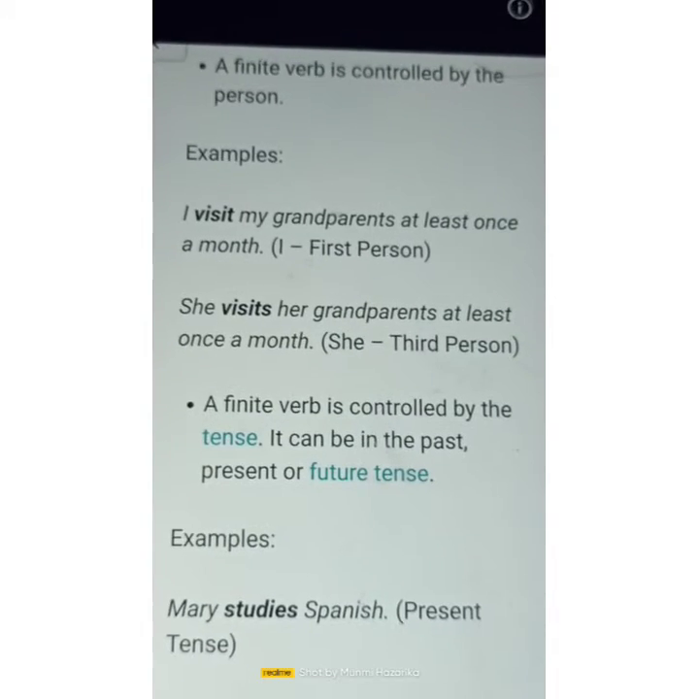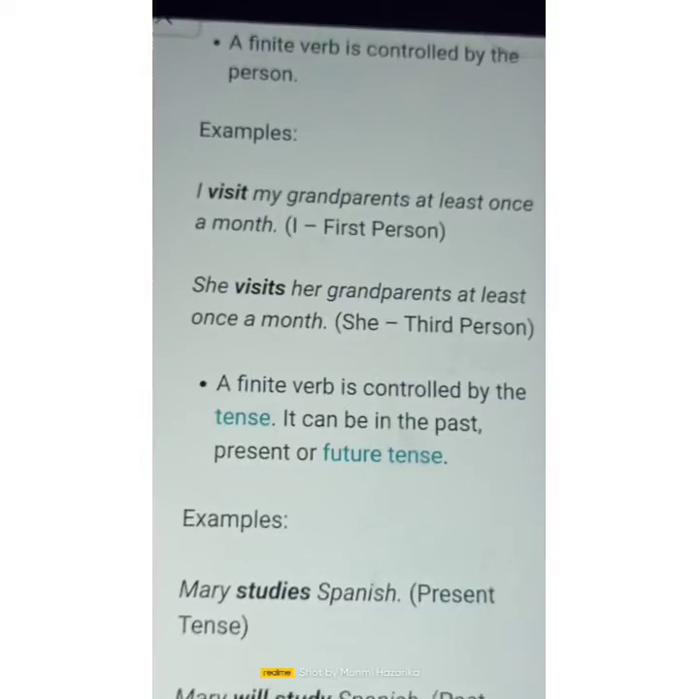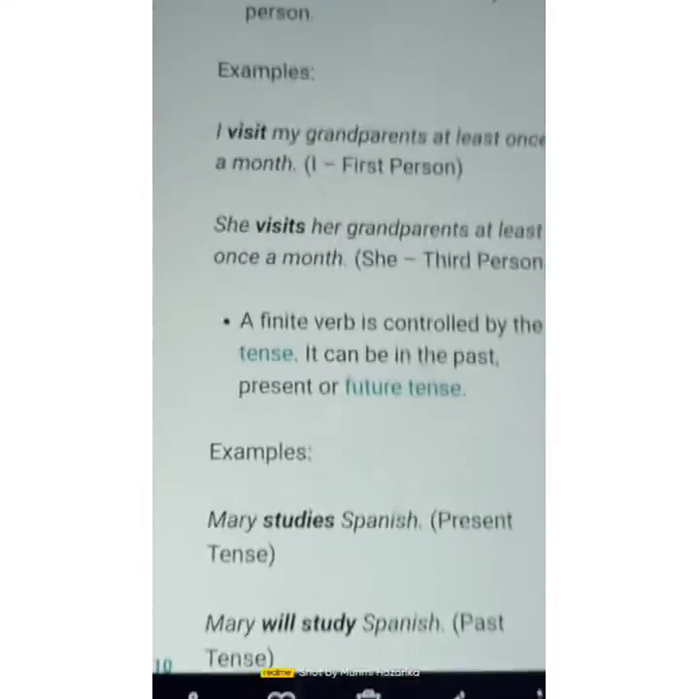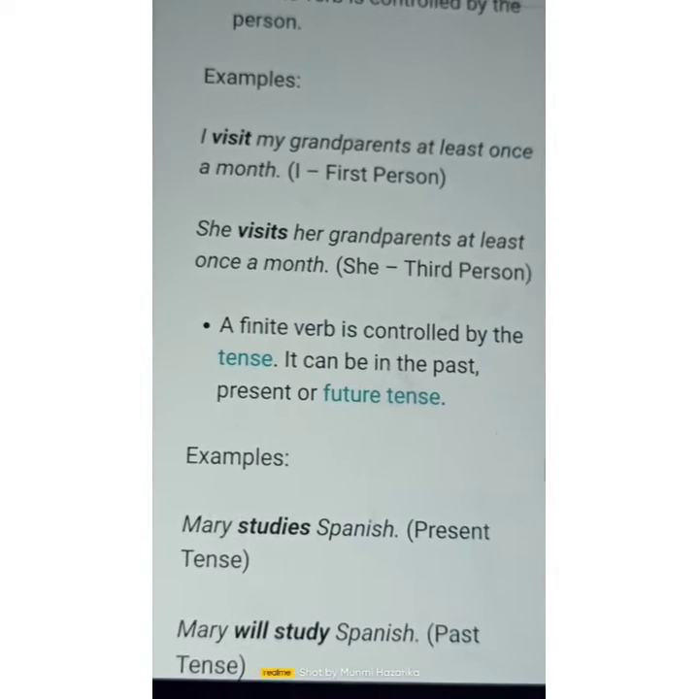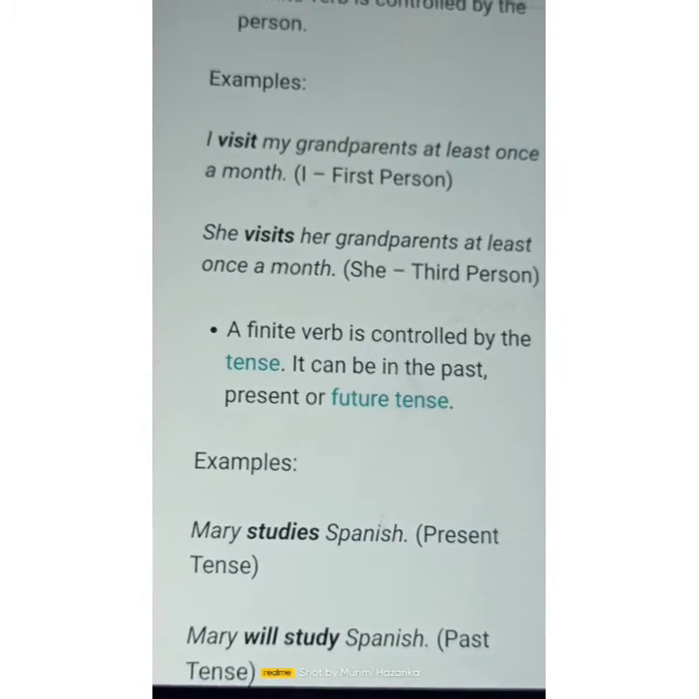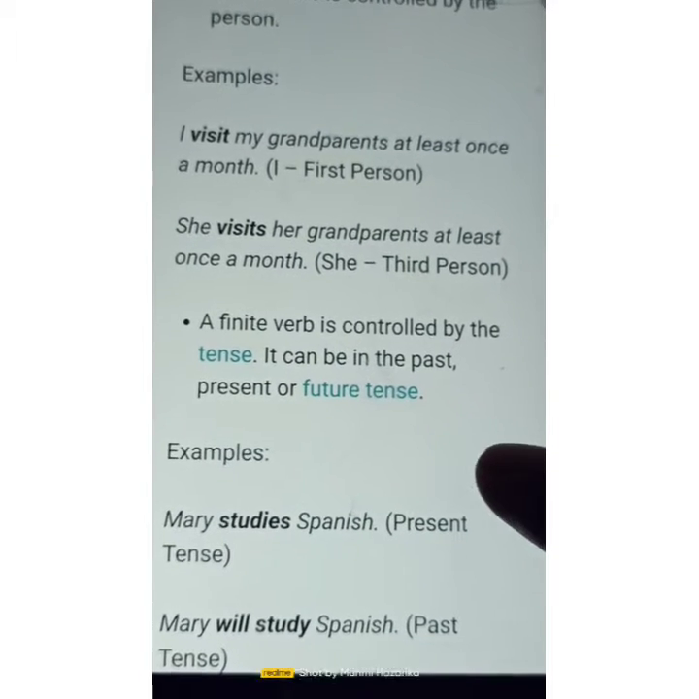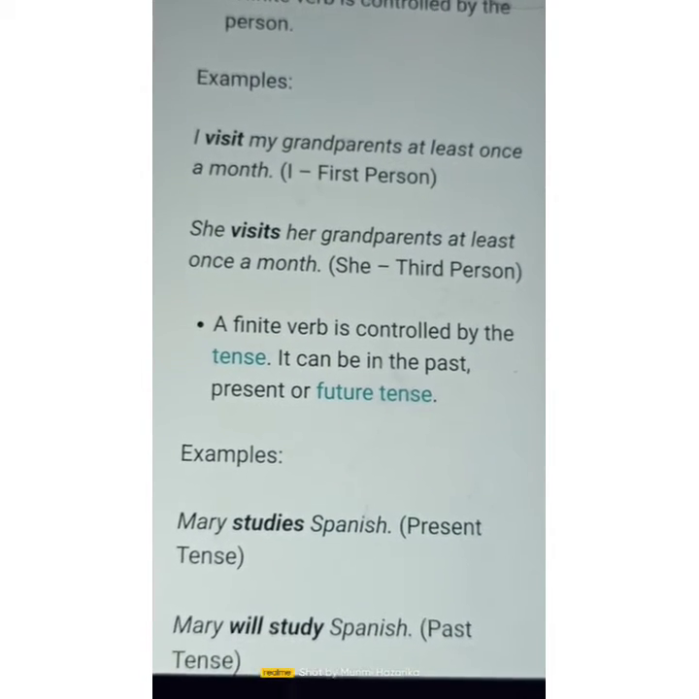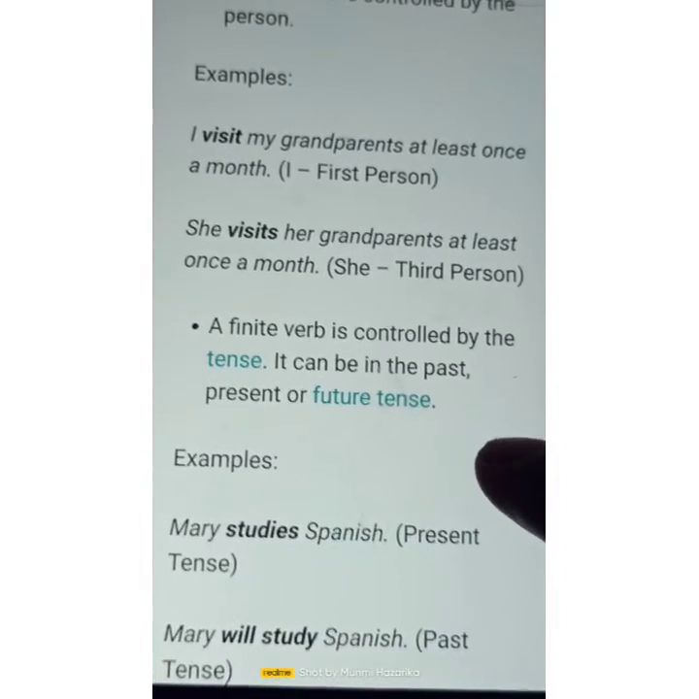A finite verb is controlled by the tense also. It can be in the past, present or future tense. For example, Mary studies Spanish. Here studies is in present tense. Then, Mary will study Spanish. Here will study is an example of future tense.